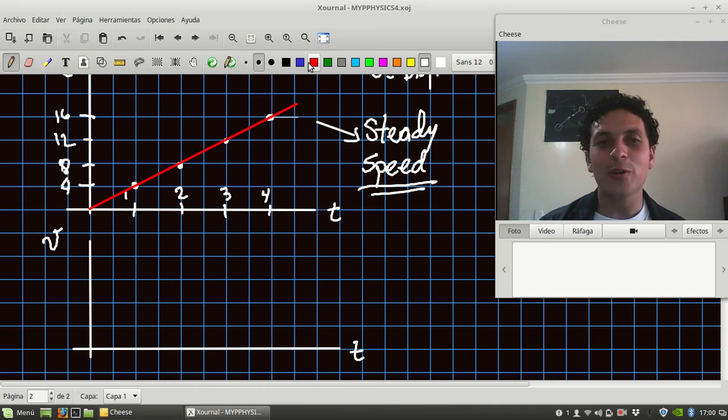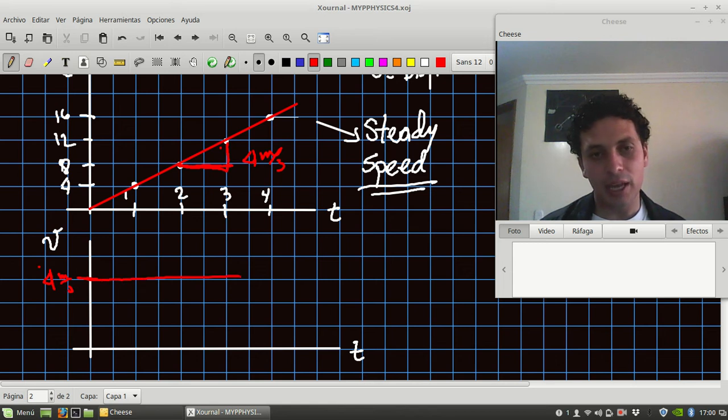So look at that, the gradient of this line is always the same because it's a linear function. So it's going to be 4 meters in 1 second, so it's 4 meters per second. So that will mean that our graph will be a straight line at 4 meters per second, but it will be a horizontal line. So when we have a steady speed, the graph of velocity versus time is going to be a horizontal line. Okay? So this is the first part.